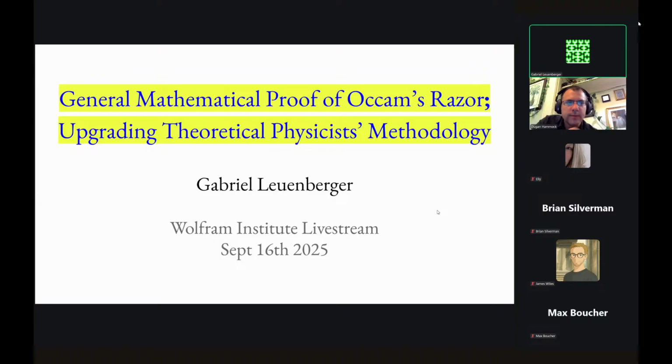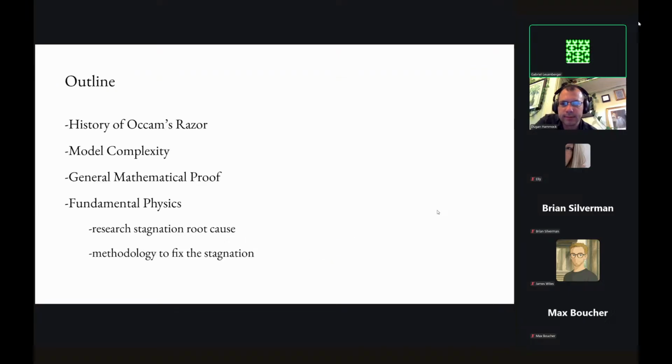So I'll start. Here is the outline. I will start with the history of Occam's razor briefly, then I will talk about how to define the complexity of a model, because if we want to apply Occam's razor correctly, then we need to have some objective definition of how complex a model is. Then I will give an overview of the general mathematical proof of Occam's razor, and at the end, maybe the most interesting part, where I get into physics and all of that.